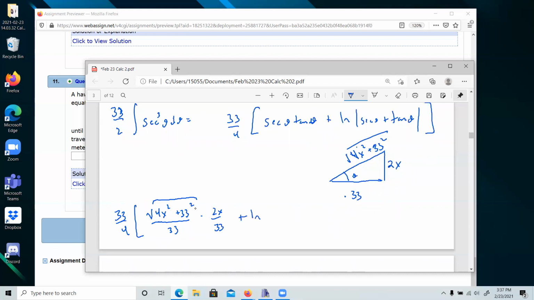Right, plus natural log. This is going to be all positive because it's square roots, and x is going from 0 to 66. So these are all positives. You don't need an absolute value. But again, secant is going to be the square root of 4x squared plus 33 squared all over 33 plus tangent 2x over 33. All right, so there we go. Now we only have to do the hard part, which is evaluating it from 0 to 66, now that we're back in the x world.